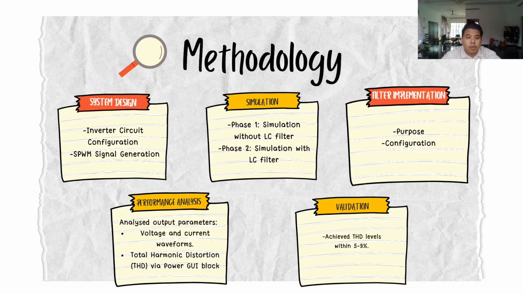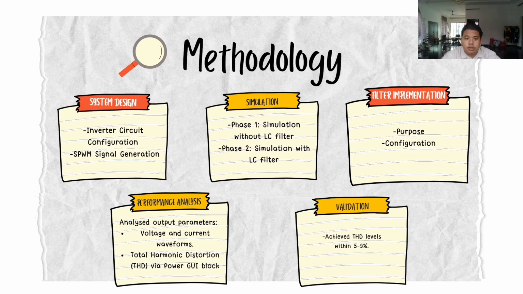Next, SPWM signal generation. We use comparators to produce the SPWM signal. Logic generates complementary signals, and the IGBT pairs are controlled by the SPWM signal, like S1 with S4, S2 with S5, and S3 with S6. For the simulation, we got 2 phases.